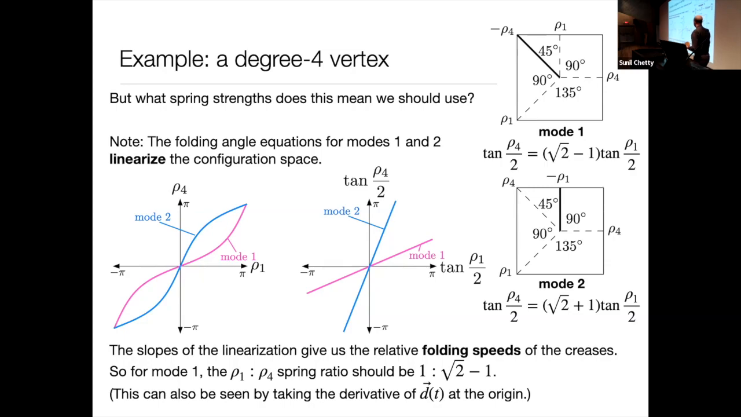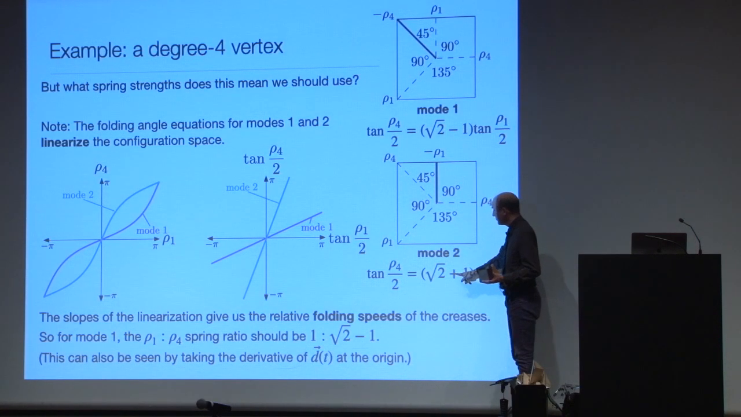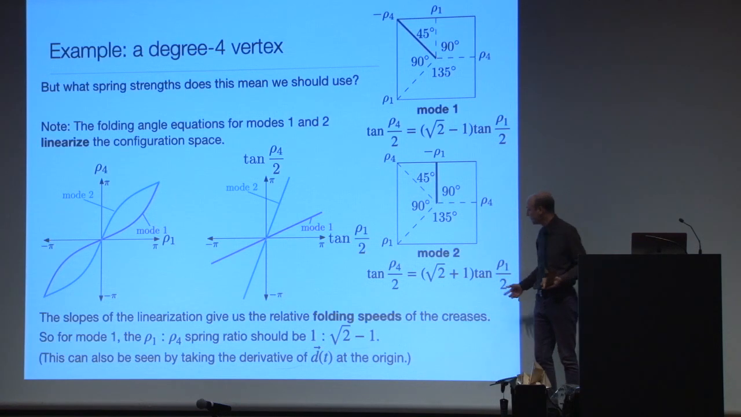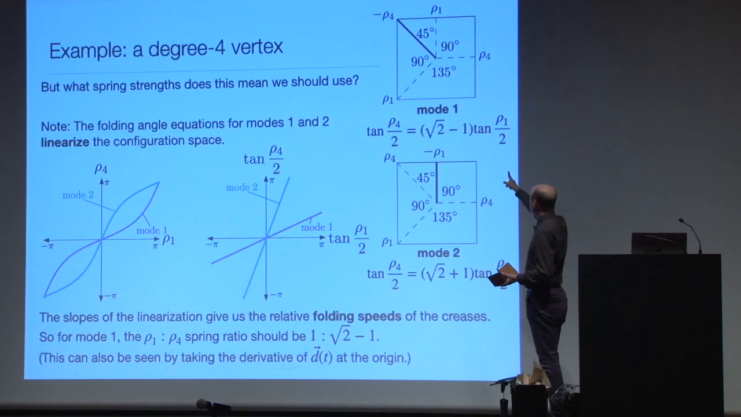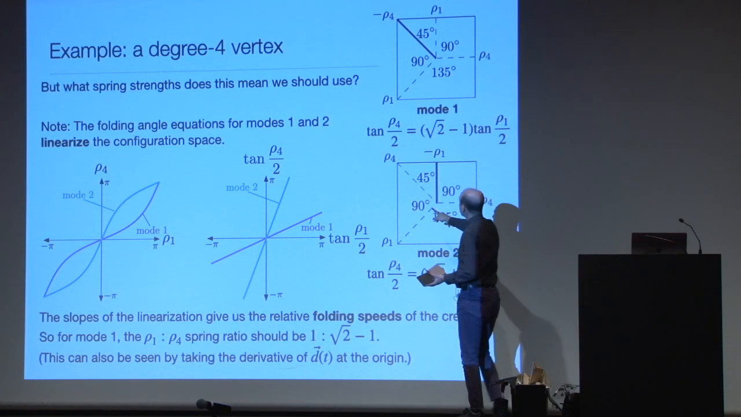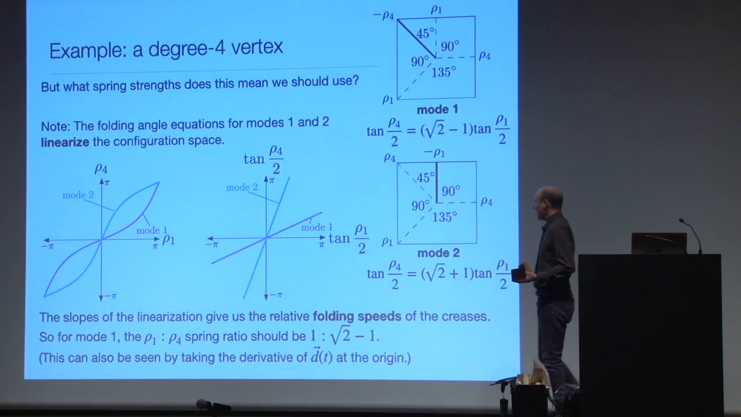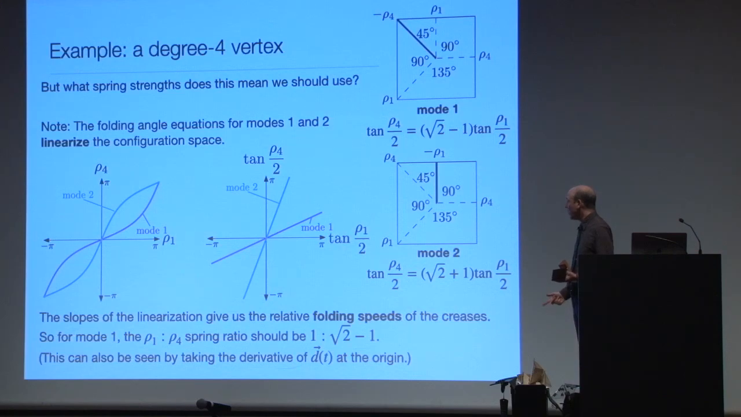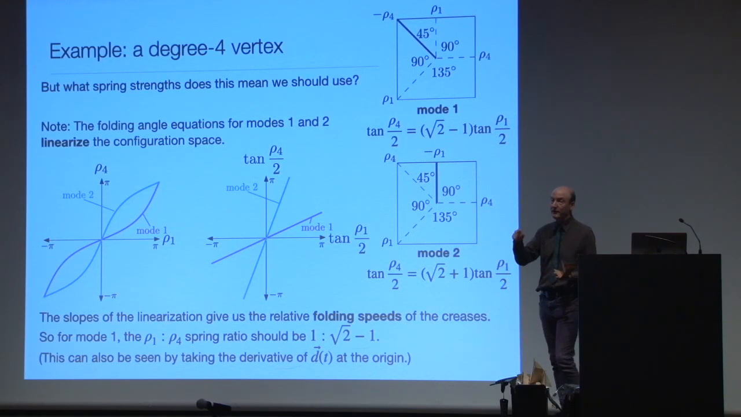So if you look at these slopes, it's literally these numbers, root 2 minus 1 and root 2 plus 1, that are giving me those slopes. Again, that's because these equations are linear. All right. So if I wanted to fold along mode 1, I want my folding speed ratios to be 1 to root 2 minus 1. And root 2 minus 1 is what? Root 2 is 1.414, blah, blah, blah. So root 2 minus 1 is 0.414.